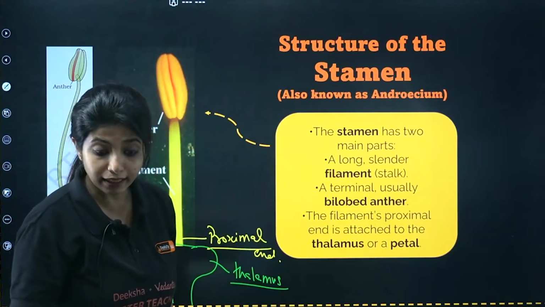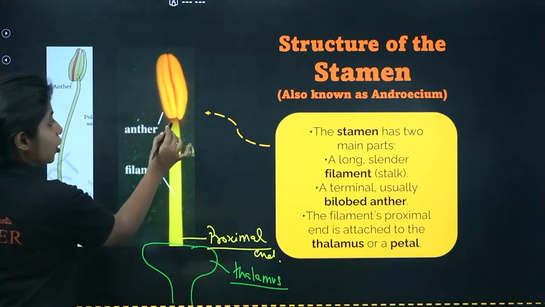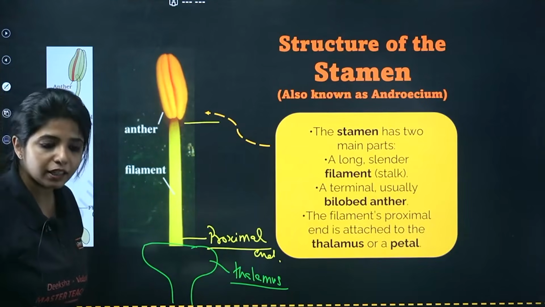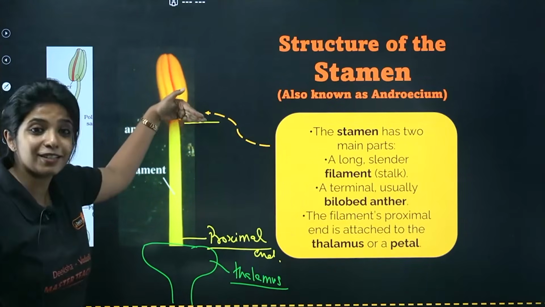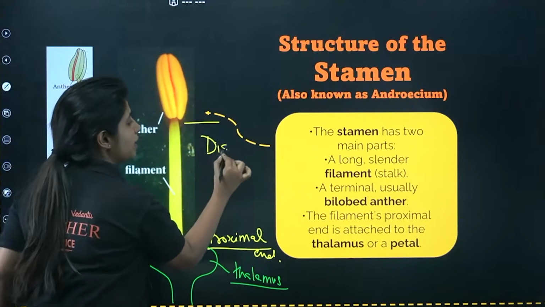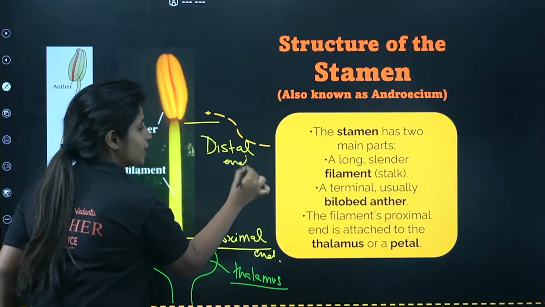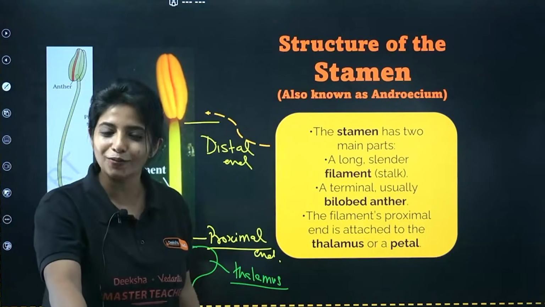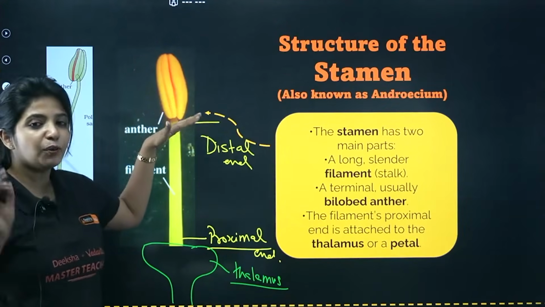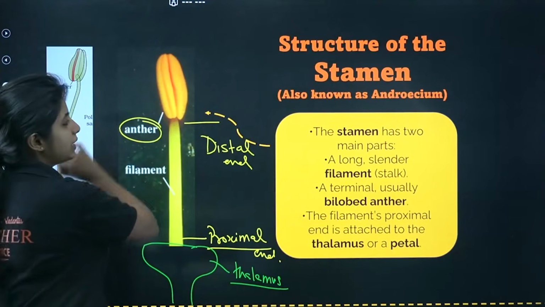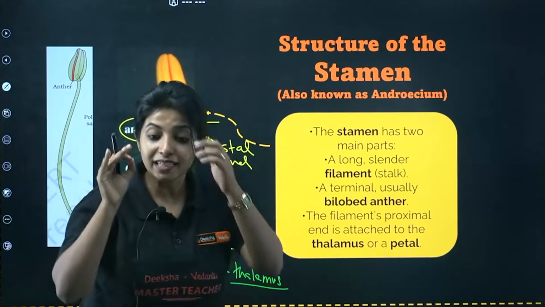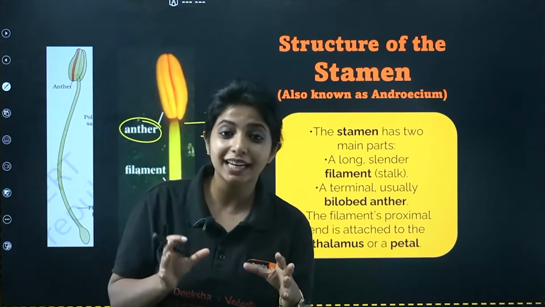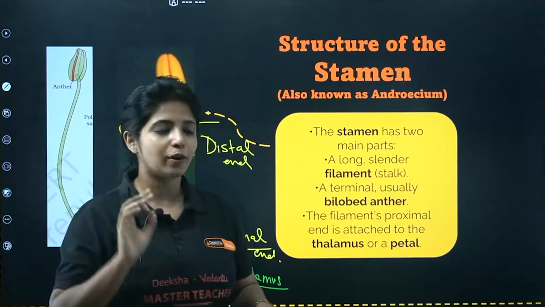Right? Now, on the other hand, there is more to it. At the top you see the anther. The point of attachment of the anther to the filament, you have another term for it. Since it is at a distance, you will now call this what? The distal end. So there is the proximal end which is attached to the thalamus, or it can be any other part of the flower. At the distal end, you have one thing for sure, and that is going to be the anther. Please do remember this. This is one very important line of your NCERT, and from this you have got a NEET question as well.